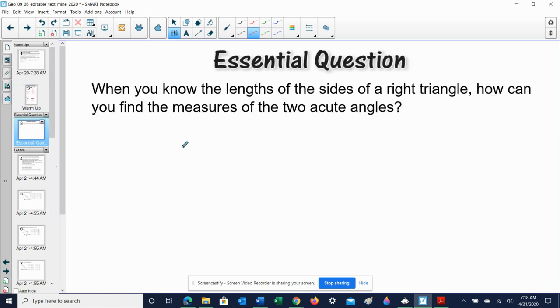So what are we going to talk about today? Well, when you know the lengths of the sides of a right triangle, how can you find the measures of the other two acute angles? If we know all three sides, how do we find those angles? That's what we got to start talking about.